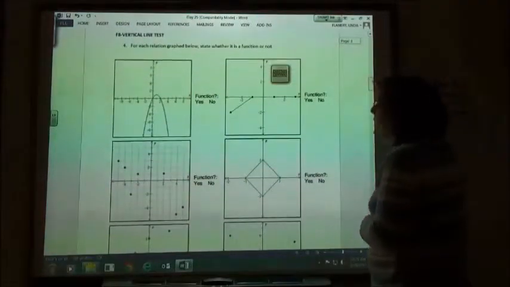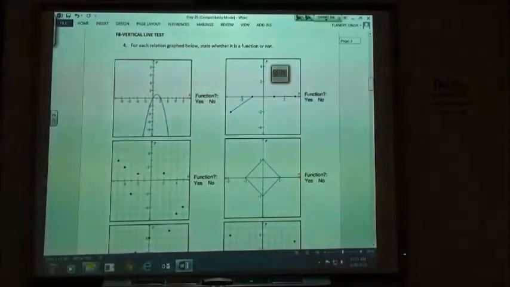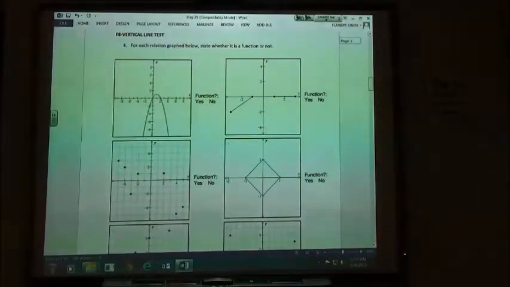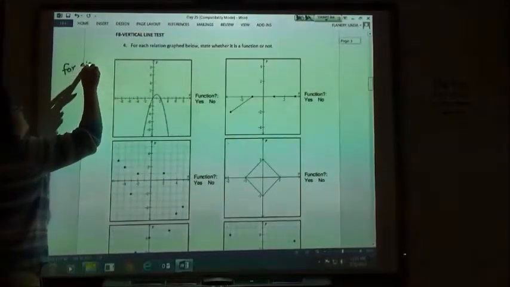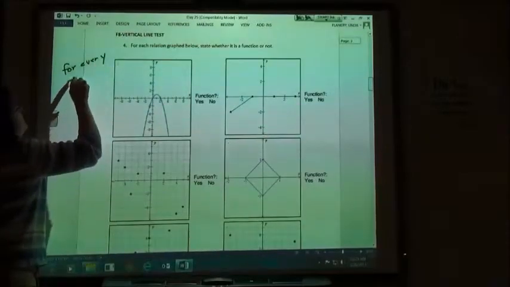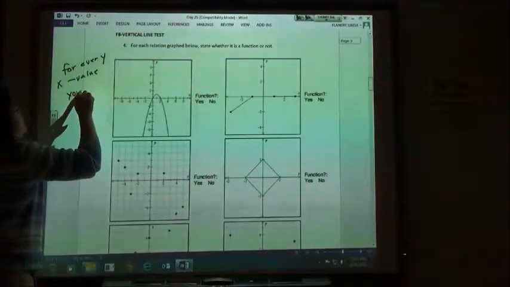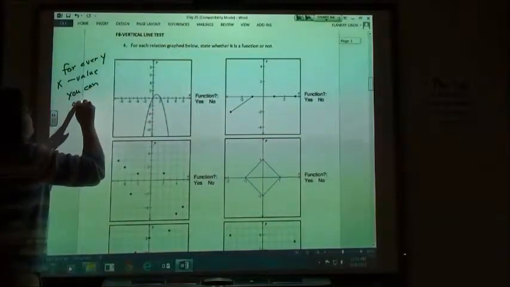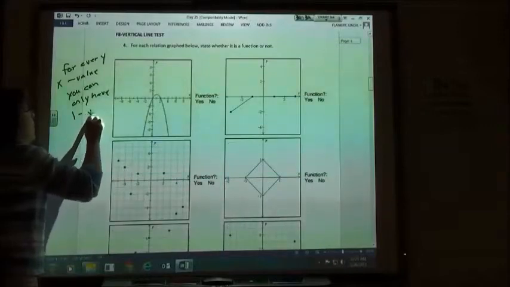So, now we get to the vertical line test. It says for every x value, you can only have one corresponding y value to be a function, which is what we did there. For every x value, you can only have one y value.